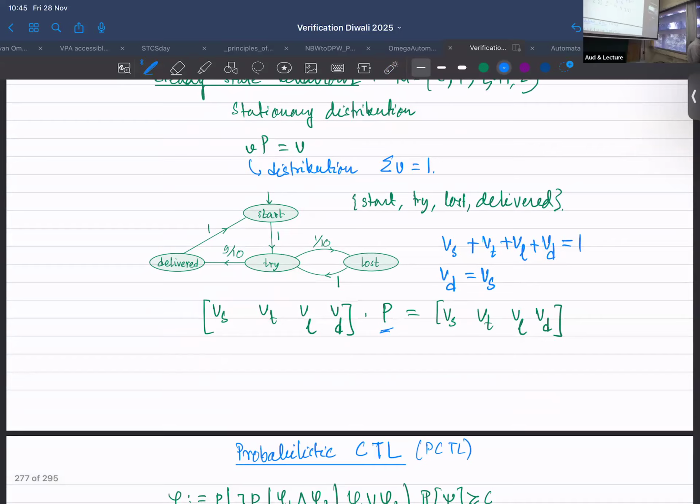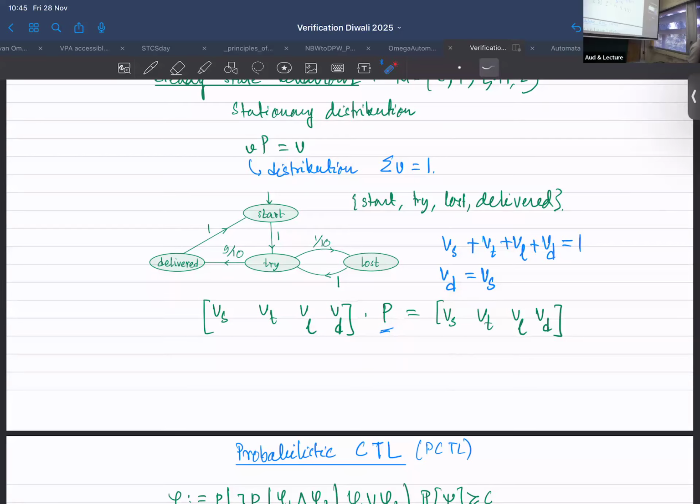So Vd equal to Vs. Can you tell me the other things? Why Vd equal to Vs? Because if I'm here 20% of the time, then I'll also go there with probability 1. So I'll be here 20% of the time as well. So this is this, right?